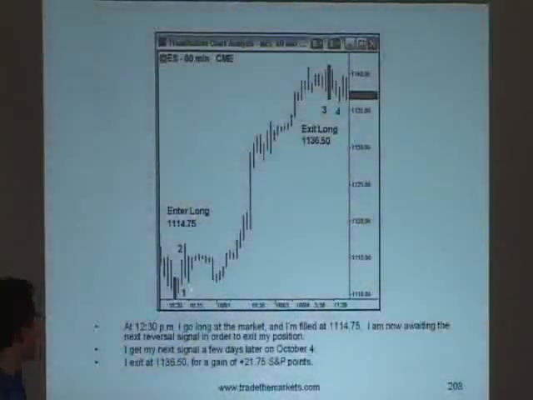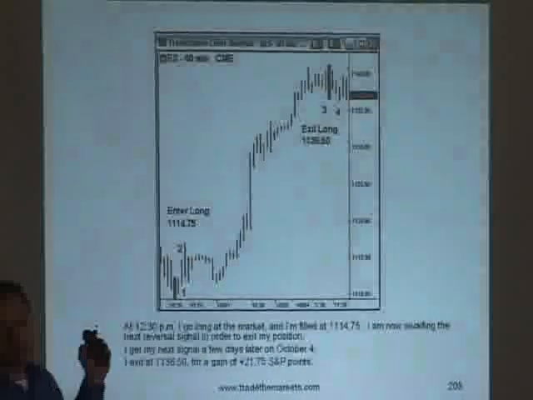So in a situation like this, all you got to do is, boom, you get in here, and guess where your stop is? Your stop is at the low of the signal bar. So in this case, you're risking 6 points. It's pretty cut and dry, and it's a pretty low-risk trade.